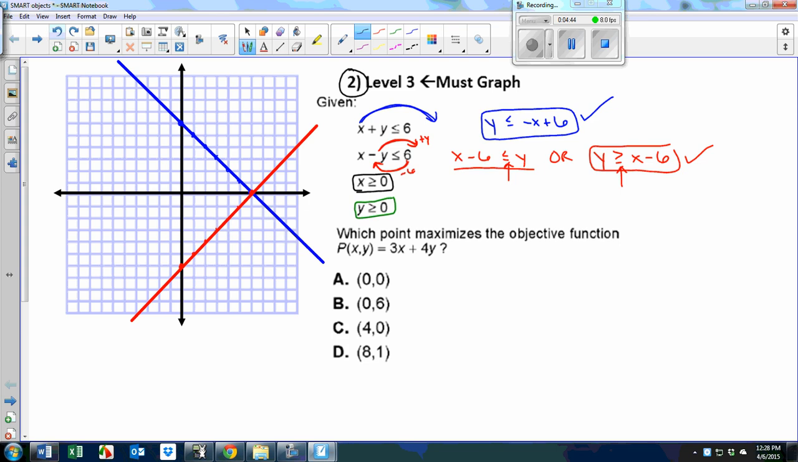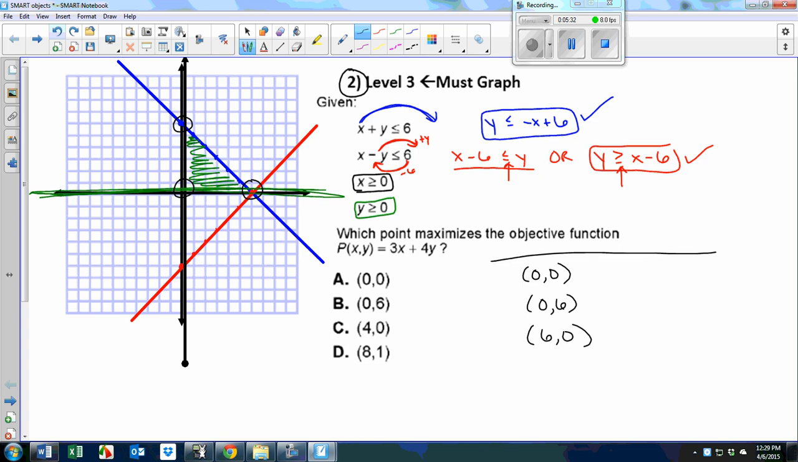Next line is x is greater than or equal to 0. All of the x's equal 0 at (0, 1), (0, 2), (0, 3), (0, 4). That is the y-axis. So right here, x equals 0. Shade where they're greater, shade to the right. So we're in this triangle so far. Last line is y is greater than or equal to 0. That's the x-axis, y equals 0, shade above. So our final answer is in this little triangle. It has points here, here, and here. It has the endpoint (0, 0), the endpoint (0, 6), and (6, 0).